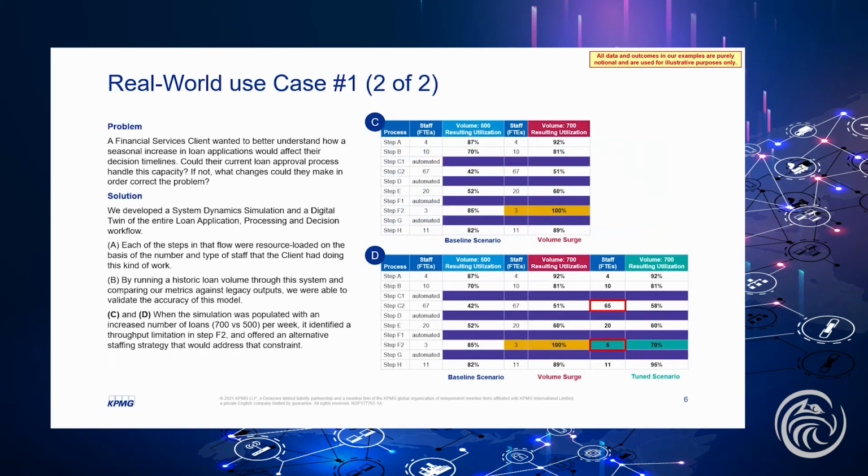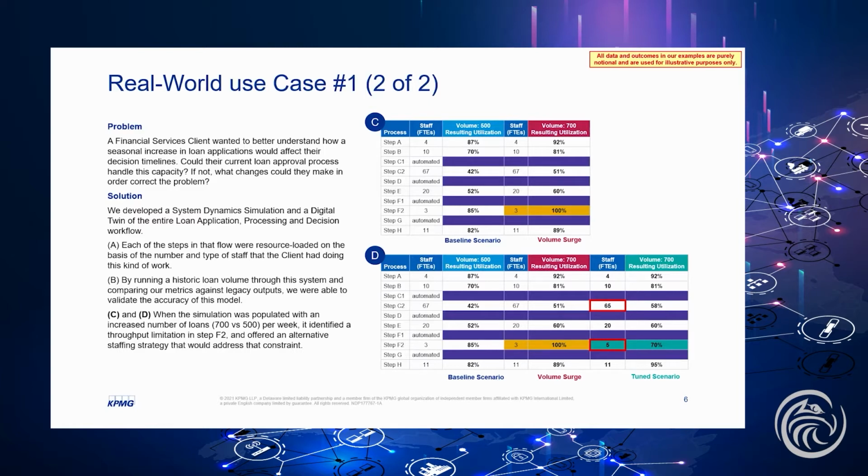Now that we've had a proven model, we begin our stress tests. What would happen when we increase the volume from the baseline of 500 new applications per week to 700? In Figure C, looking at the utilization measures, we can see that the current process could not handle the additional volume, since the utilization within step F2 is consistently at 100%.